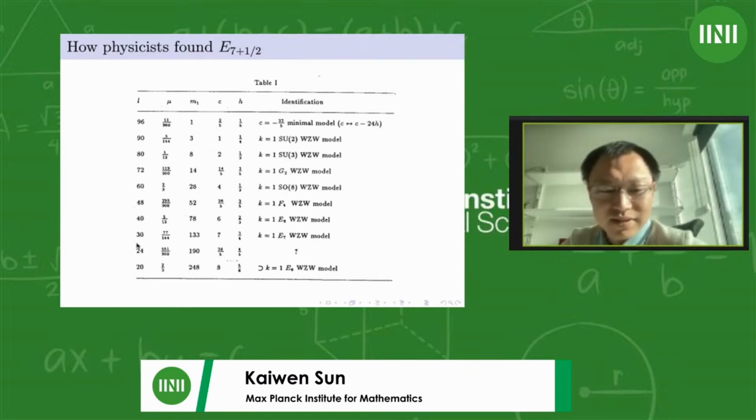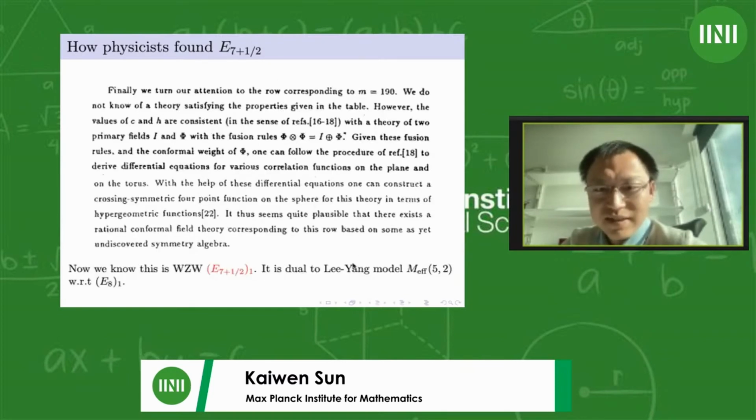And clearly, they couldn't find a simple or semi-simple Lie algebra here, so they give a question mark. But they commented, and you can see this is also a cut from their paper, so they discussed this m equals 190 rule. And they found that it seems in this case, the characters also satisfy all the good properties.